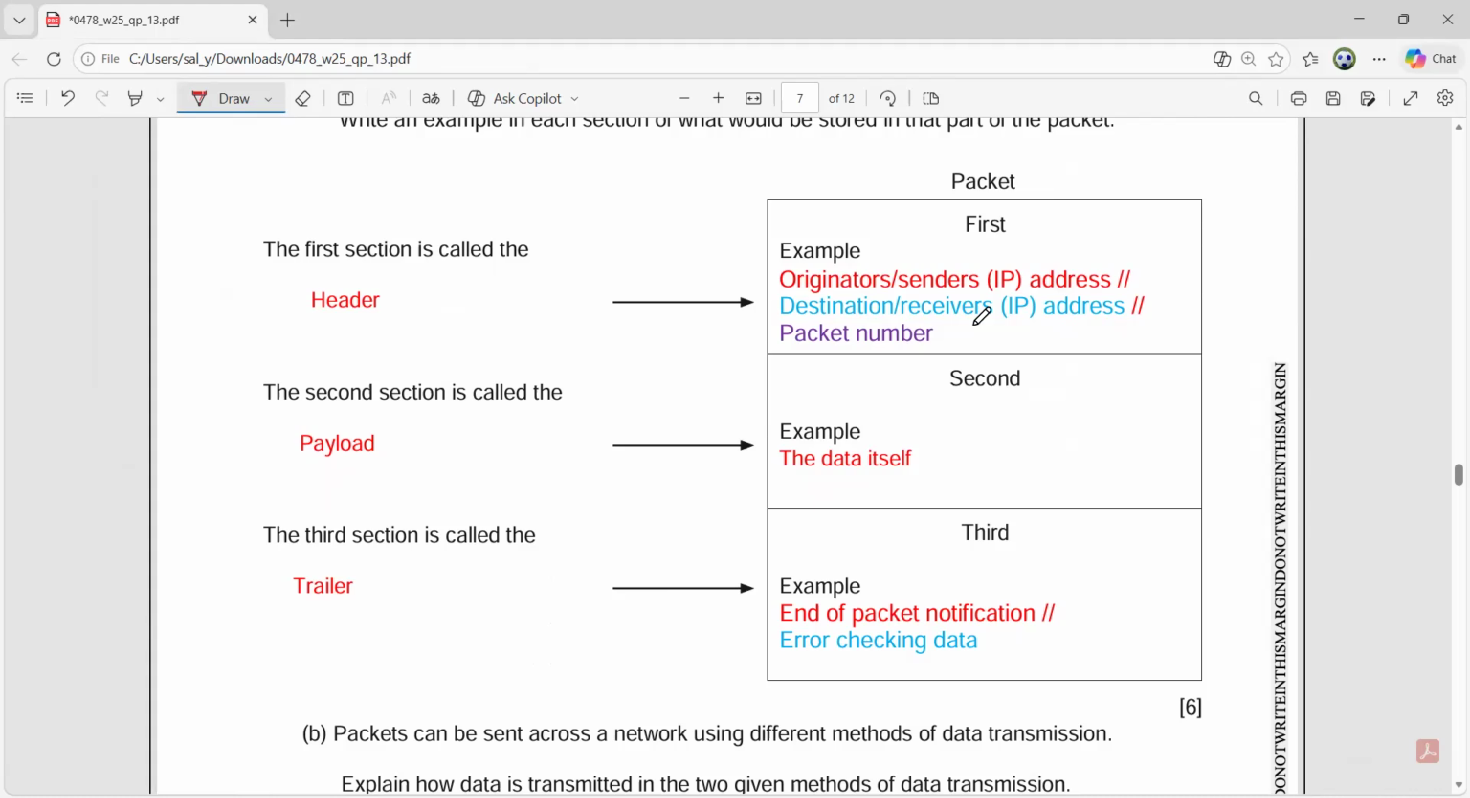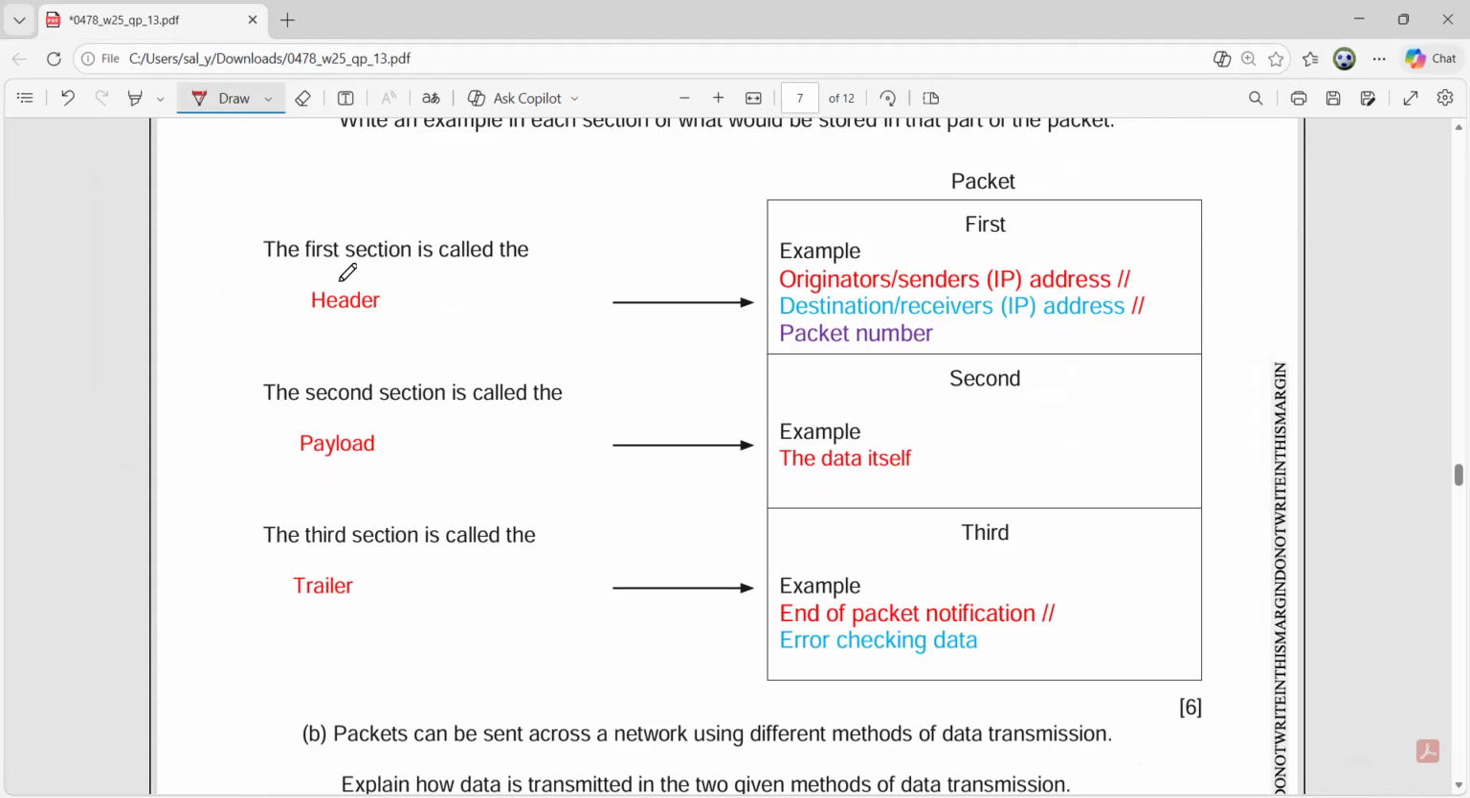Second section is called the payload. And you remember this is the actual data. So if you say the data itself, or the actual data, that is perfectly okay. And the third section, the last one, is the trailer. This contains either the end of the packet notification, or error checking, like CRC. So any example quoted, you talk about error checking data, you say end of packet notification, they all are considered to be the right answers.